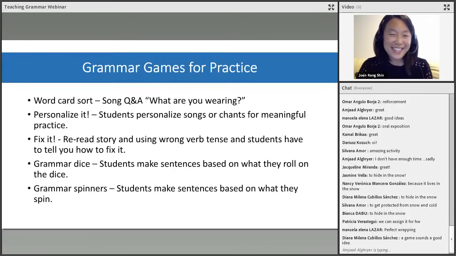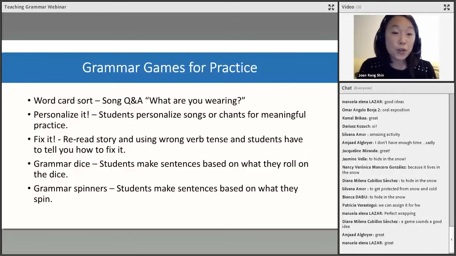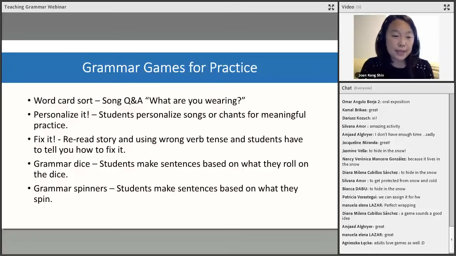All righty. So now I mentioned that grammar games are great for practice. So any way you can make the practice more fun is great for young learners. And so here are some games that I'm going to present to you. I think we'll have time for all of them. So the first one is a word card sort. Okay, and you can use a song that has Q&A, and also we're going to personalize it. So we're also going to do an activity called Fix It with the story, and then look at two games, Grammar Dice and Grammar Spinners.